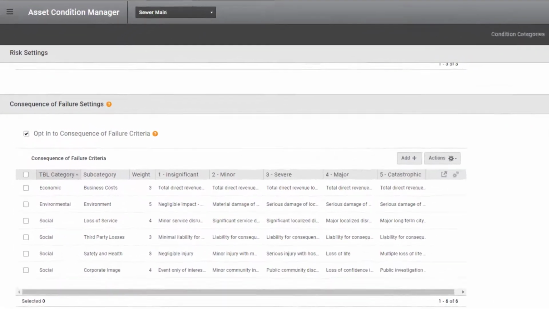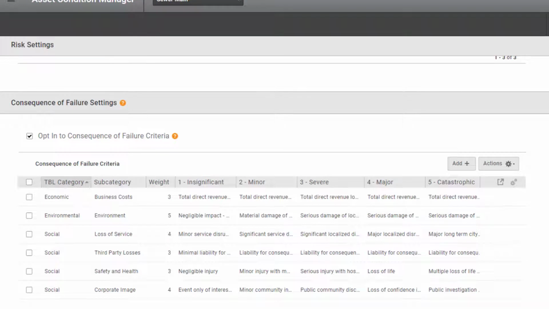The criteria is organized into triple bottom line categories: economic, environmental, and social. Subcategories are defined here and weights can be added. The subcategories are then rated on each asset. Let's take a look at an asset detail.